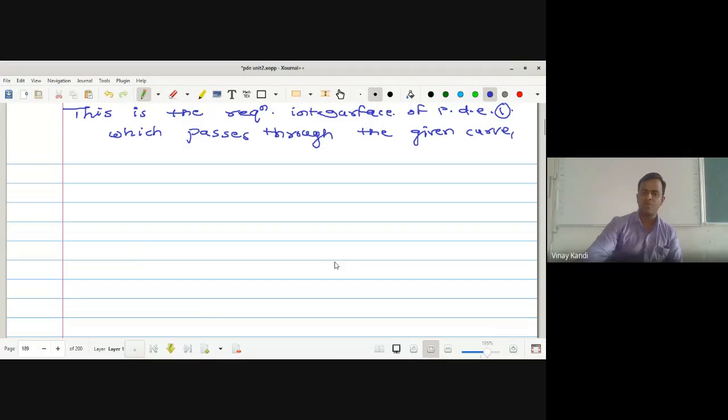Okay, so this is the method to find the solution of a non-linear partial differential equation. Okay, we have to find the integral surface of a non-linear partial differential equation by Charpit's method or Jacobi's method. Okay, solve this for the homework.